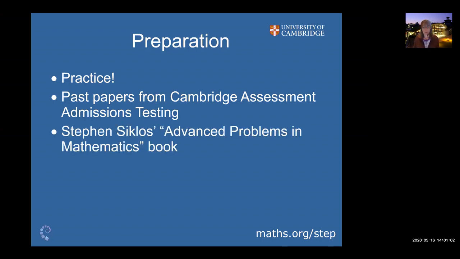Stephen Siklos, who ran STEP for almost 40 years, wrote a book called Advanced Problems in Mathematics. It is freely available. There's a link on the STEP support website for where you can go and find it. It discusses lots of STEP problems and talks about some of the reasoning behind them, why some of these questions came to life. There's a nice discussion about a question about a chocolate orange and about how Stephen wrote to the people who made chocolate oranges, hoping he would get some, and I don't think he ever did. That is really good preparation, and lots of our students started their STEP journey by working through that book.